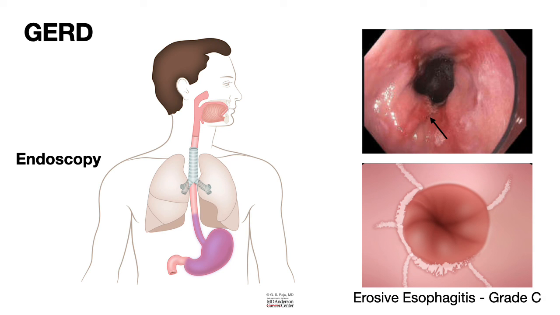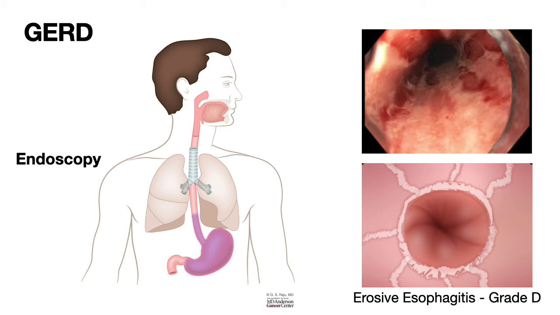And then here, as you can see at the bottom, not only are the erosions longer, but they are going across the folds, but not 75% of the circumference. That is grade C. And finally, here it is pretty bad. It's going all over the circumference, certainly more than 75% of the circumference. It is grade D esophagitis.